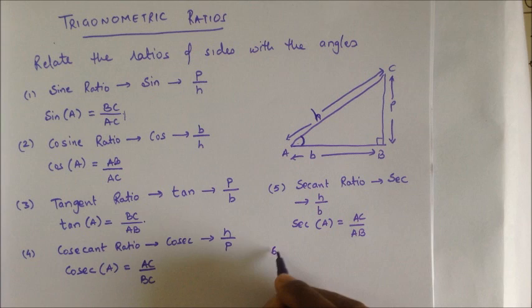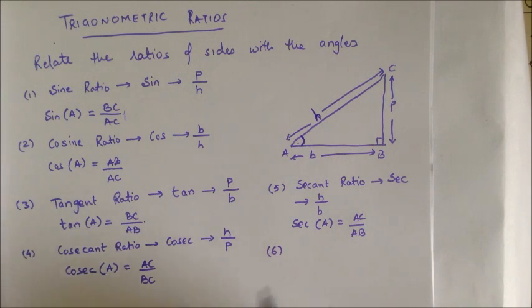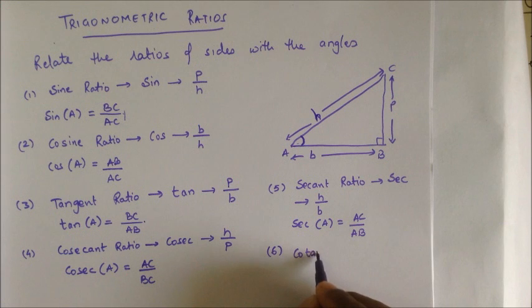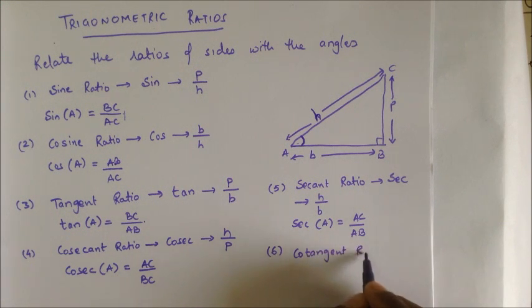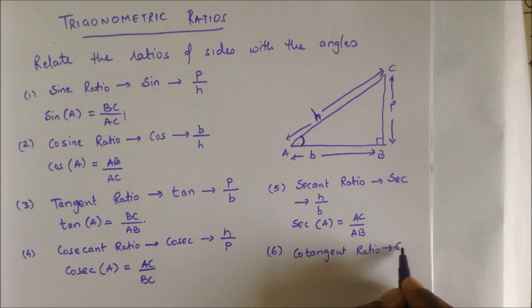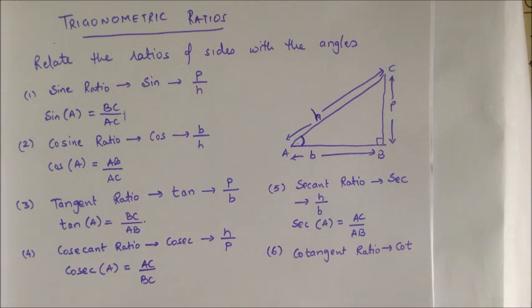The last ratio, which would be the reciprocal of the tangent ratio, is known as the cotangent ratio. It is in short form written as cot. Now cot is the ratio of the base to the perpendicular. Therefore, if I write cot of A, the base is AB and the perpendicular is BC. So you can see it is the reciprocal of tan.